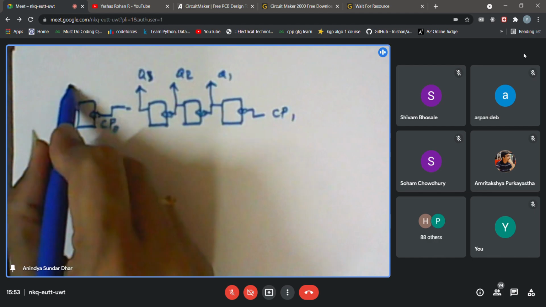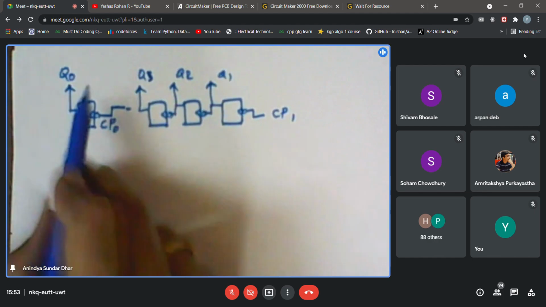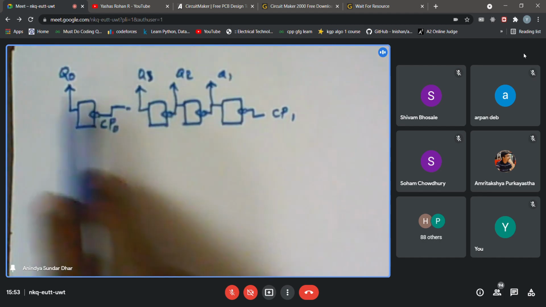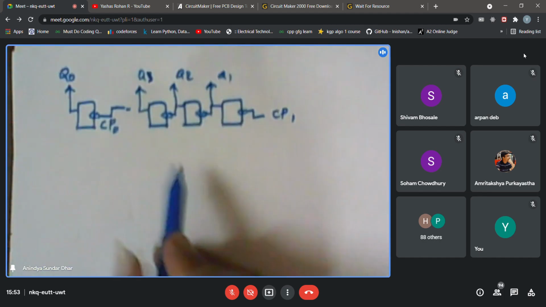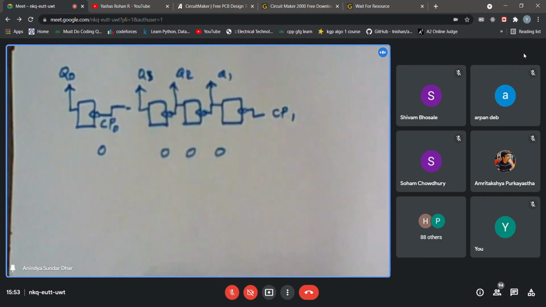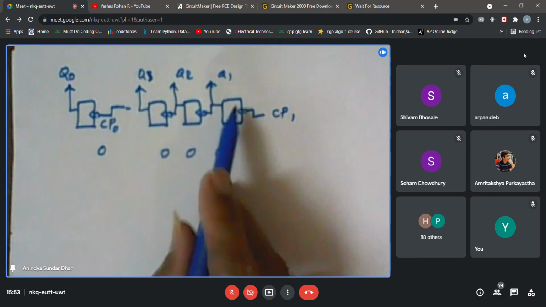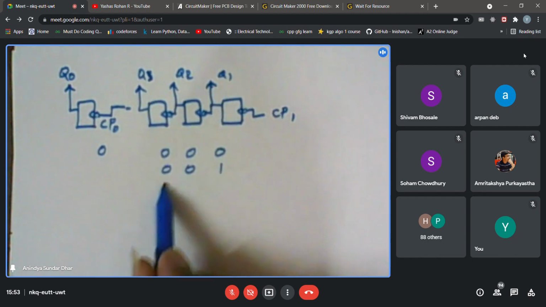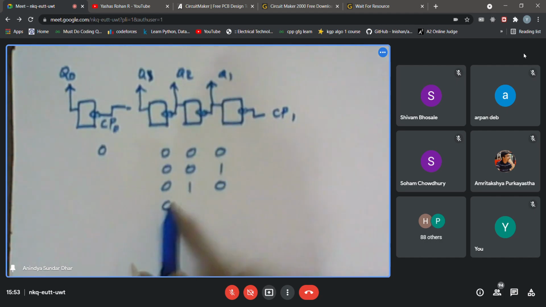And the output of this one is Q0. But now I'm putting Q0 as my MSB. I'm taking this one as LSB and Q0 as my MSB. So then what will be the output? Initially they were all 0, 0, 0 because of reset. Now, because I am applying the clock pulse over here, this one will change first. So this keeps on counting 0, 1, 2, 3.